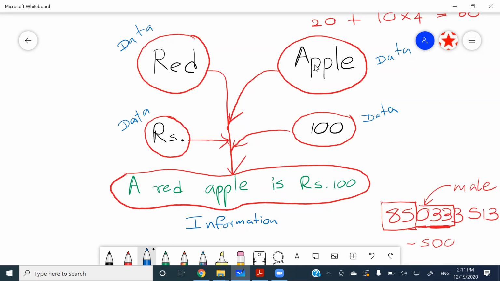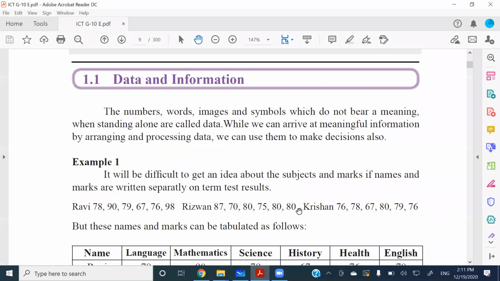Then we discussed some nice examples in your textbook. The people who don't have the textbook, you have the things on my screen.